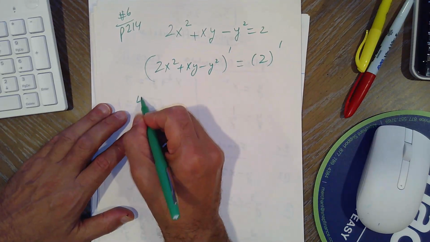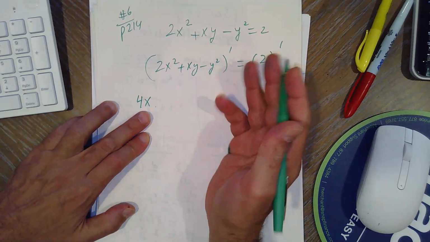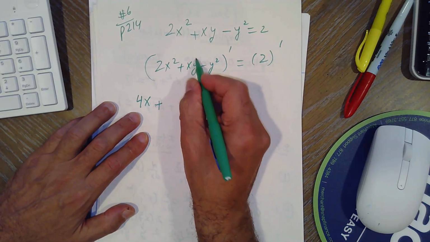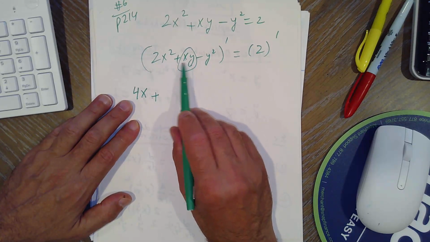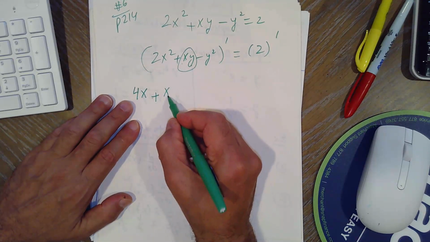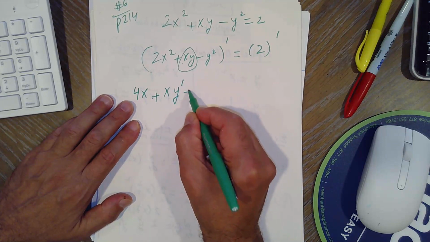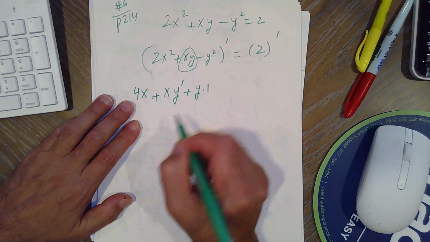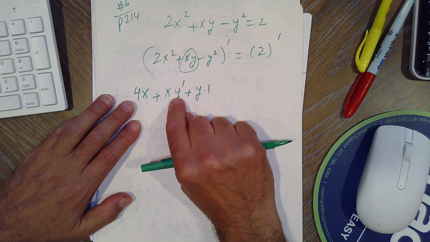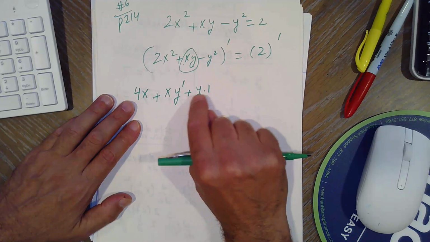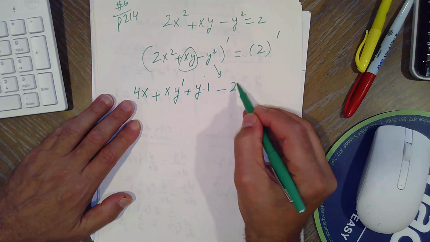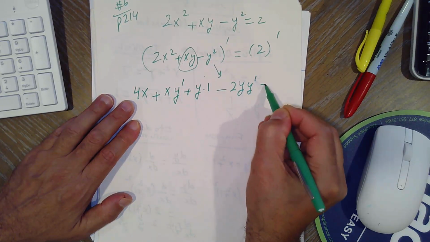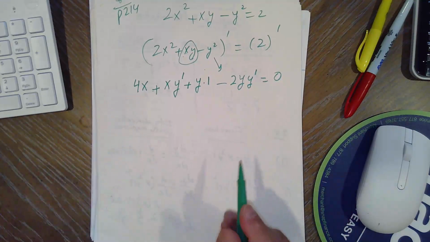2x squared is 4x x prime, but x prime is 1. Now you've got to be careful here. x is a function of x, y is a function of x. So we're doing the product rule. So fix x times derivative of y plus fix y times derivative of x. Again, x y prime, because it's f g prime plus g f prime, minus derivative of y squared, power rule, 2y y prime. Derivative of any constant is 0.